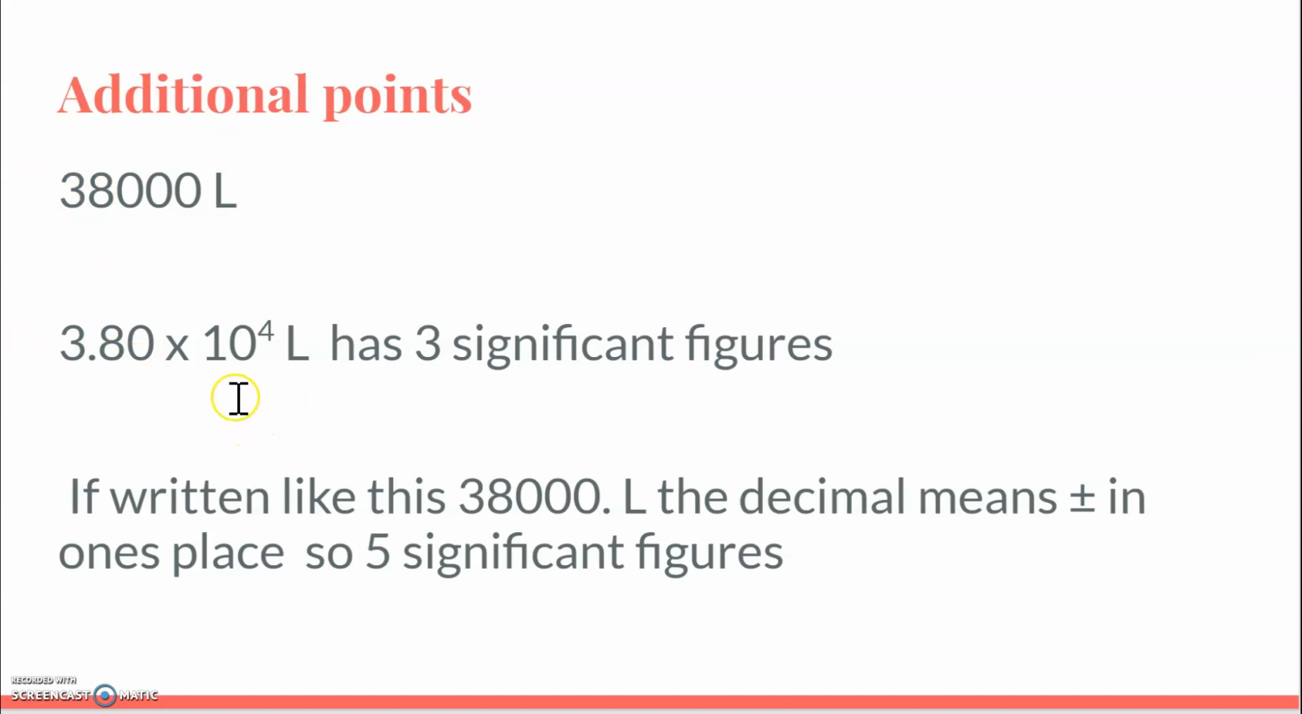If I want to tell them there's 4 significant figures in this number, I would add another 0, 3.800 times 10 to the fourth. If I want to say there's 5 significant figures, there's one other way I can do it, and that's add a decimal point. That is telling the reader that there's plus or minus in the ones place. And so there is 5 significant figures if I write it 38000 decimal.